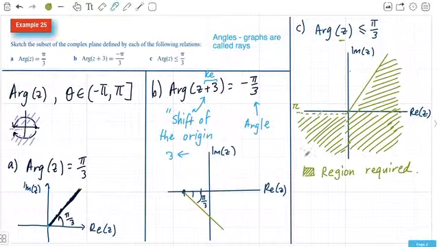So that's the idea with graphs and with graphs with rays, looking at the angle, and when you're dealing with something that's an arg type graph, you're going to be drawing a ray. The question is just, where is the ray going to be? Is it translated in its starting point? And are you going to be shading a region around that ray?